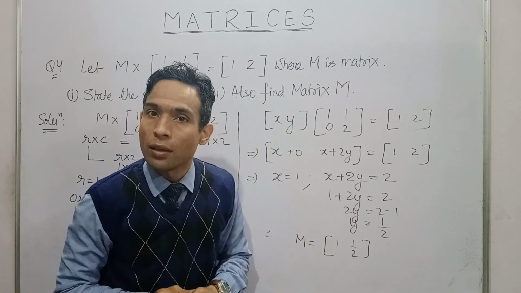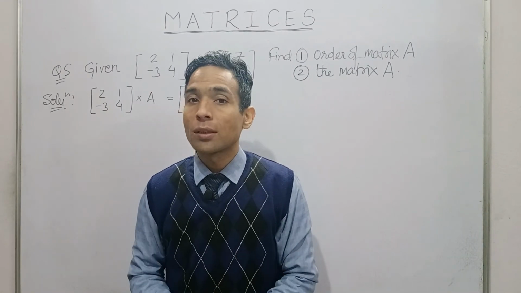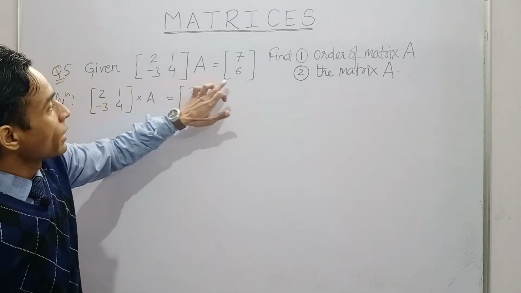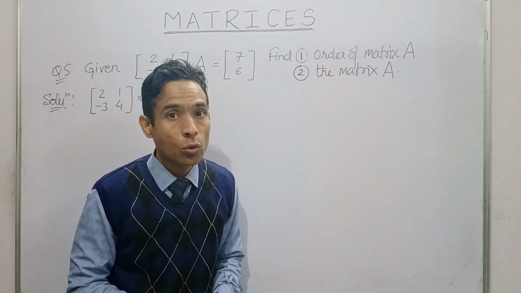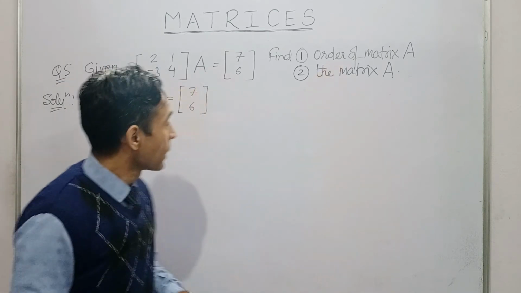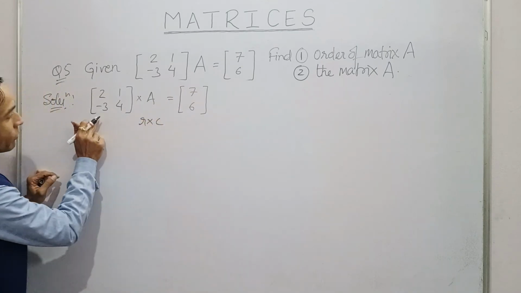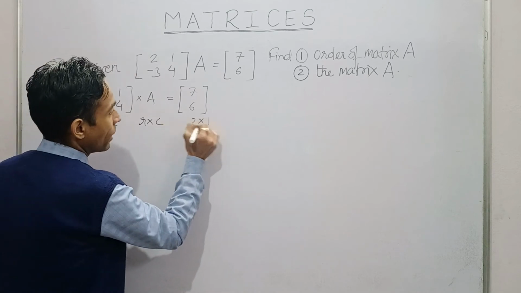Now let's do our next question. The fifth and the last question is similar to question number 4, in which when this matrix multiplied to A gives this matrix. We have to find out the order of A matrix and also the value of matrix A. Let's take the order of A as r by c. The order of this matrix is 2 by 2 and the order of resulting matrix is 2 by 1.